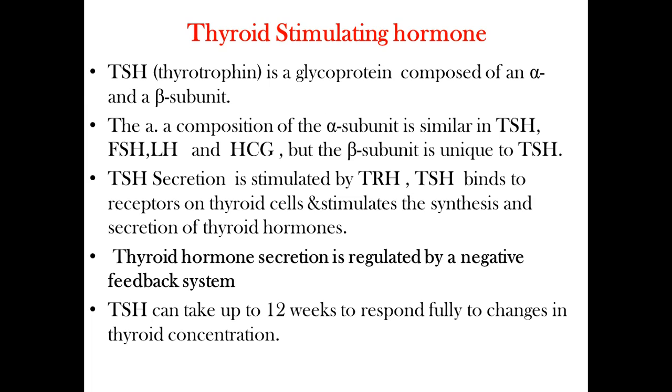What stimulates the production of thyroid stimulating hormone is the thyroid releasing hormone from the hypothalamus. It will stimulate the production of the thyroid stimulating hormone. After release from the pituitary, it will bind to a certain receptor on the thyroid cell and stimulate the synthesis and the release of the thyroid hormone. After the thyroid hormones are released from the thyroid gland, they will exert a negative feedback control on the secretion of the TSH and thyroid releasing hormone.